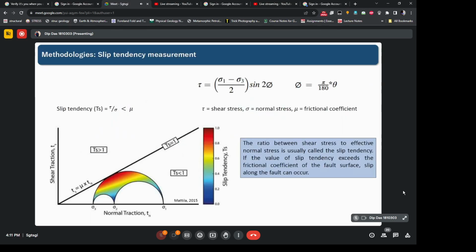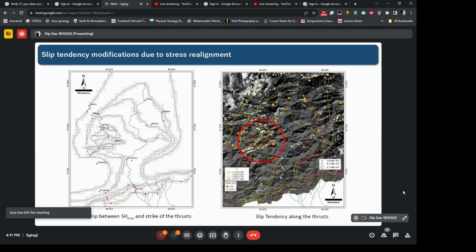Now, if I look at the slip tendency analysis of the fault planes, what I did at first was to interpolate the measured stress directions for the whole area, and then, using the mutual relationship between the stress azimuth and the thrust strike, I tried to determine the slip tendency. Here we see that in some places the slip tendency is quite high, indicated by the red color. In some places it is low, indicated by green color. But in the Rangit window region, the slip tendency is very high throughout the whole region, and these white dots indicate co-seismic landslides.